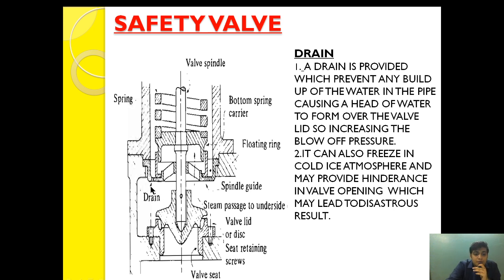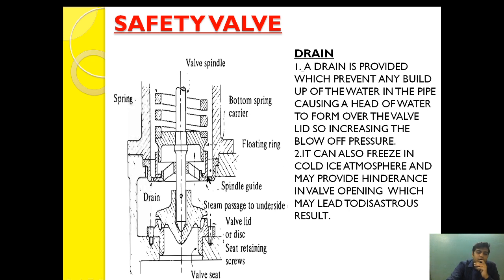Now, a drain is provided. Why is a drain provided in a safety valve? This question is also asked. Basically, a drain is provided to prevent any buildup of water in the pipe, causing a head of water to form over the valve lid, which would increase the blow off pressure.